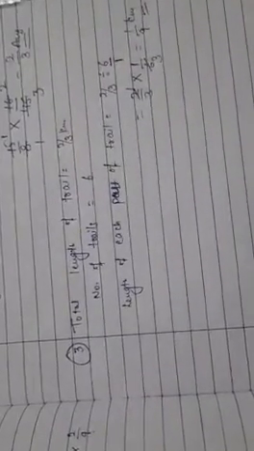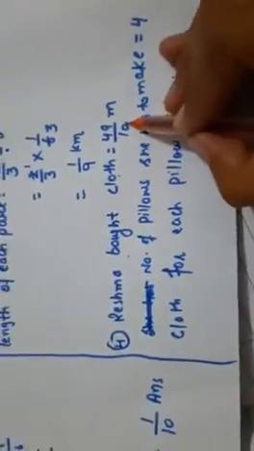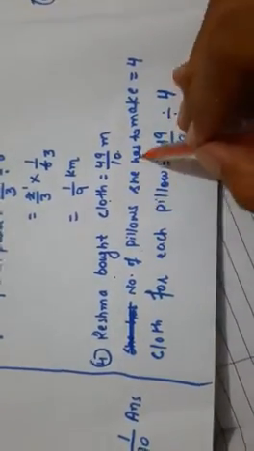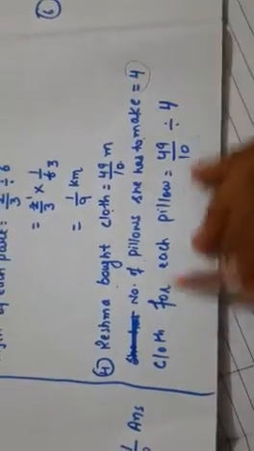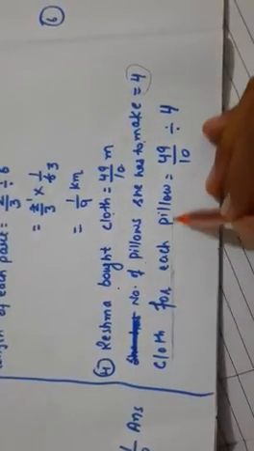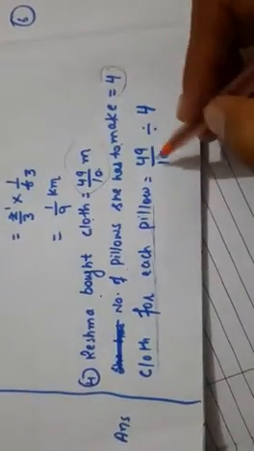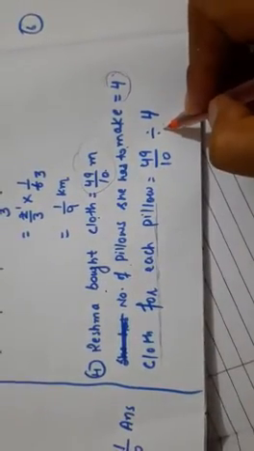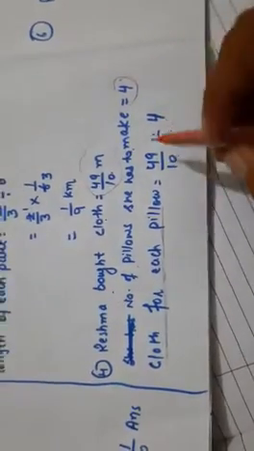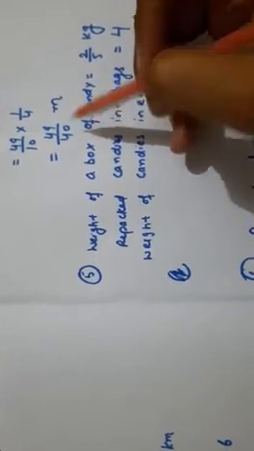Next you can see the other 4th, 5th, 6th and 7th parts. You can see here they said Reshma bought this total cloth, but the number of pillows she has to make is 4. We want to know how much cloth is for each pillow. So the cloth for each pillow is 49 by 10 divided by 4. Again 4 by 1 is there, so we can do 1 by 4 with the multiply sign, then 49 by 40 came. Same like this I have solved the 5th question.